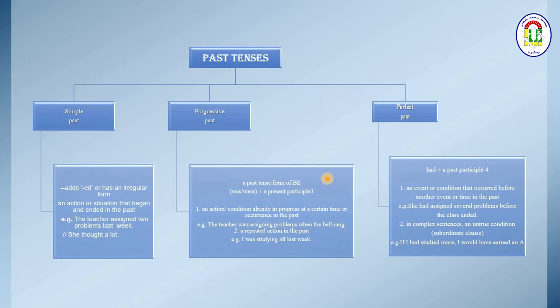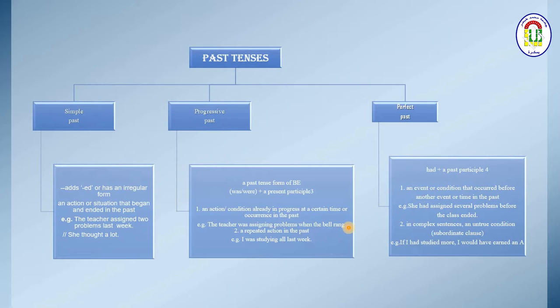The progressive past, it is normally formed of the past tense form of to be, was or were, plus a present participle. What is a present participle? The present participle is the verb plus ing. An action, condition, or event in progress at a certain time or occurrence in the past. So, example of this, the teacher was assigning problems when the bell rang. The teacher was assigning problems when the bell rang.